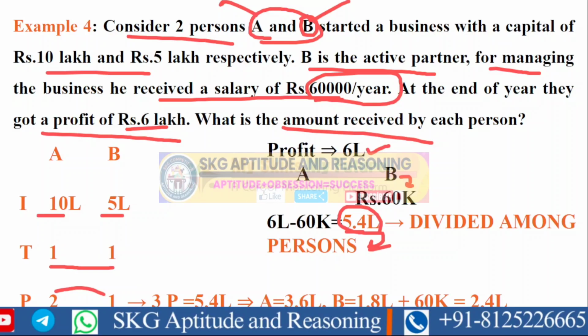And for managing the business, B is receiving some extra amount. That extra amount is 60,000. So in total, B will receive an amount of 2.4 lakhs. Suppose in the question there is an active partner or managing partner, we first need to subtract that amount from the total profit, and whatever amount is left at the end, we need to distribute among those two or three persons.